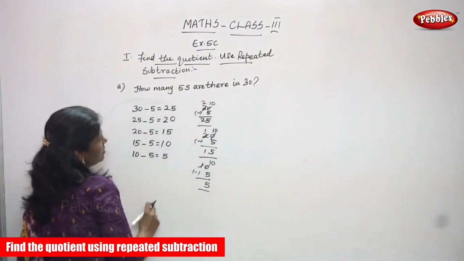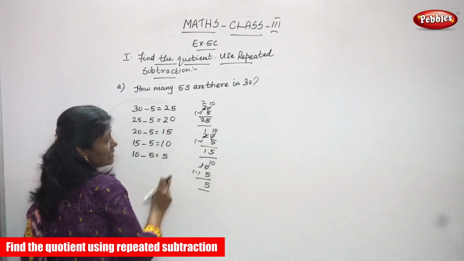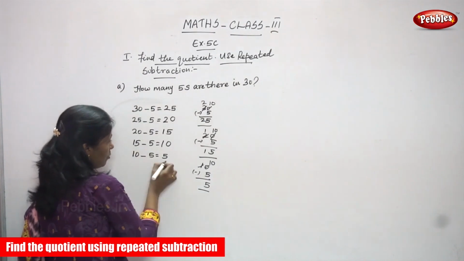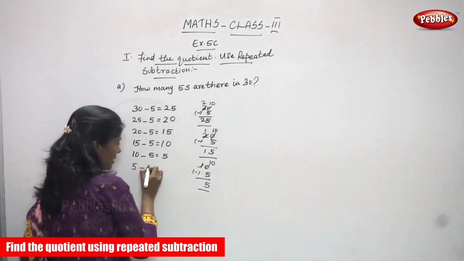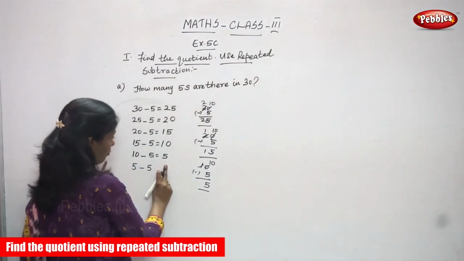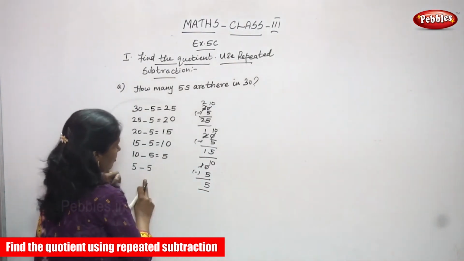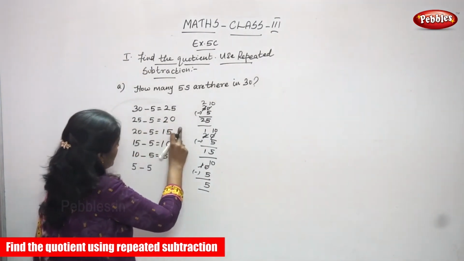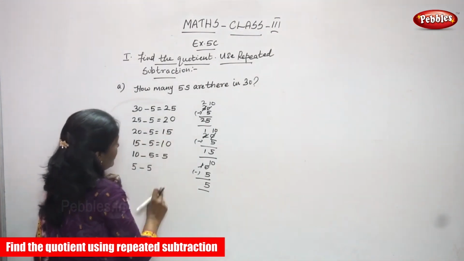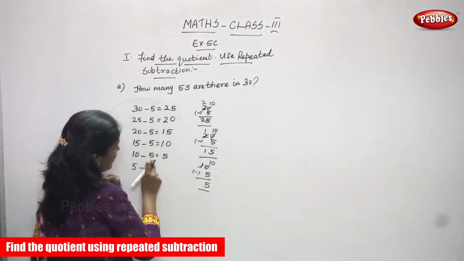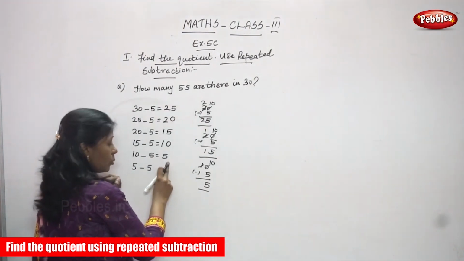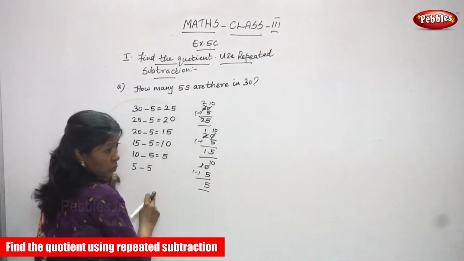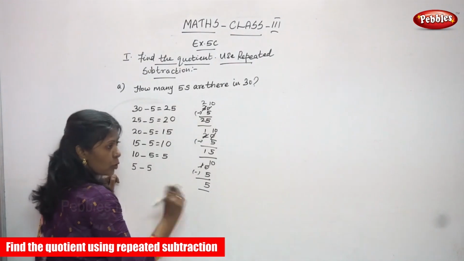So how many 5's are there in 30? Look at this: 1, 2, 3, 4, 5, and 5 is the last number. First 30 minus 5 you get 25, 25 minus 5 you get 20, 20 minus 5 you get 15, 15 minus 5 you get 10, and 10 minus 5 you get 5. You don't stop at 5, because 0 is the last number, so you have to continue up to 0.